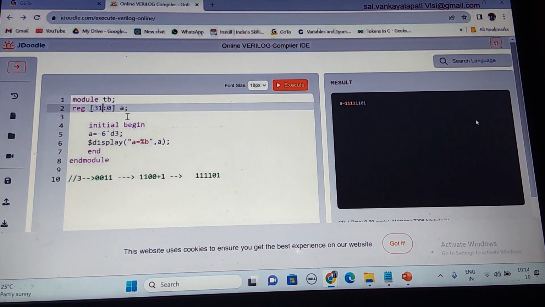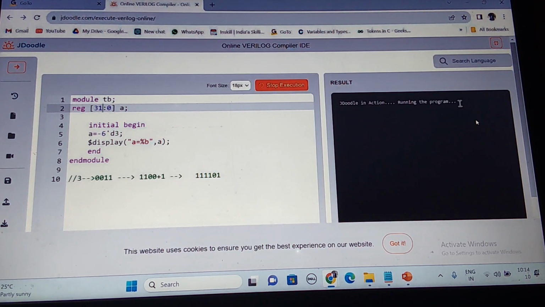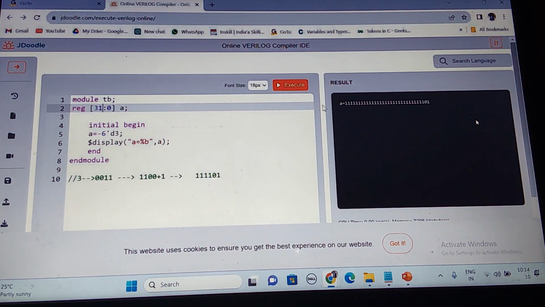The sign bit will be extended with what? What is the register I am declaring here? Correct? If I am making this into 31, what happens? This sign bit extension will be extended up to the MSB bits. Correct? So this is the one. Did you understand? So let me print this in decimal number. What is the decimal equivalent of this?